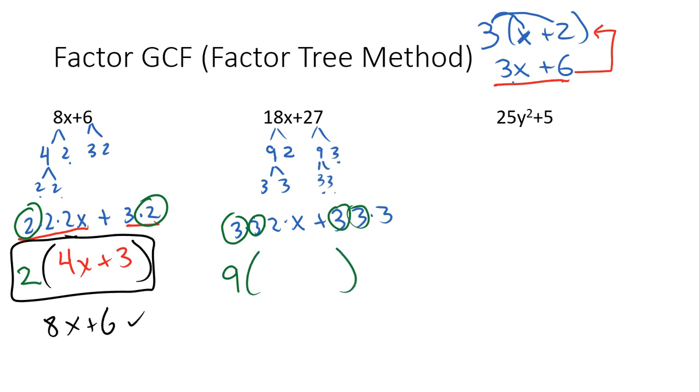And then on the inside, let's check out what's left. We've got a 2x on that first term, plus we've got a 3 on the next term. So that should be 2x plus 3 on the inside. I'll leave it to you guys to double check that that works. You can distribute that 9 in and check it. But we're going to move on to the next one.